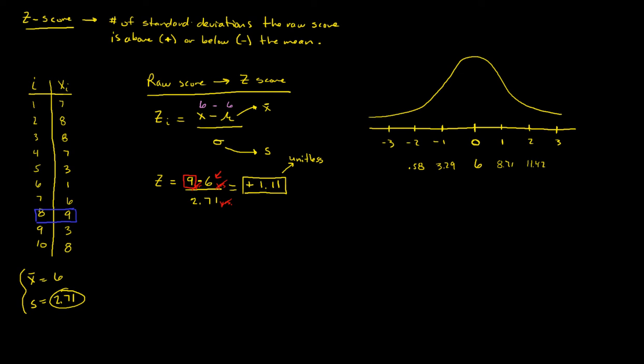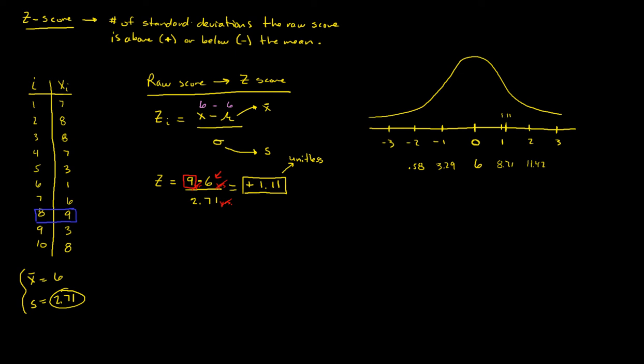So our score of a 9, when we normalized it by the standard deviation, which is what we're doing here, gave us a z-score of positive 1.11. So essentially that raw score of a 9 would fall, let's just say, right here at 1.11. So that's where our raw score would actually graph.